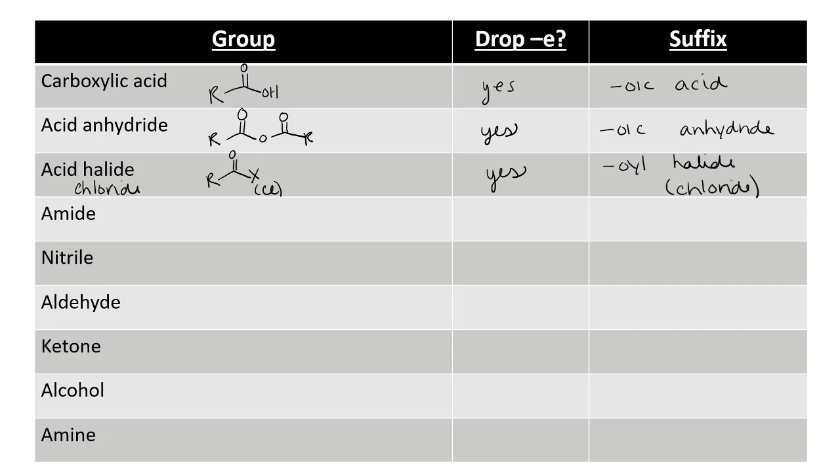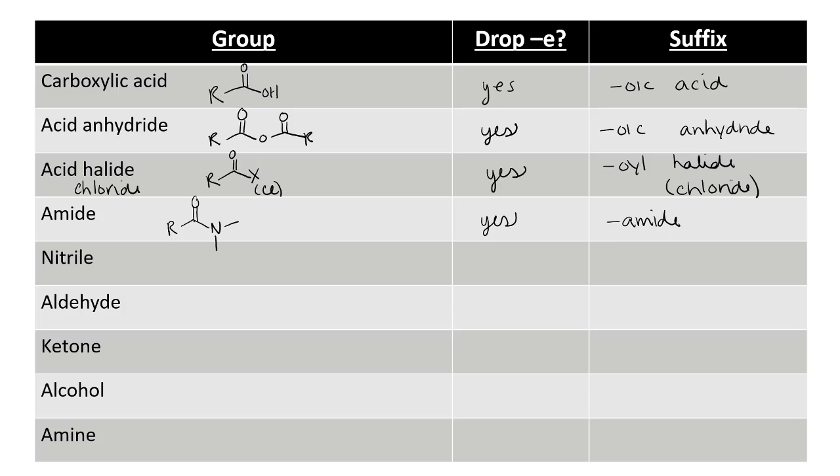The amide is where we have our carbonyl, and it is attached to a nitrogen. That nitrogen is then attached to two other groups. Those groups can be hydrogens, or they can be carbon atoms. Once again, we are going to drop the E on our parent chain, and the ending becomes amide.